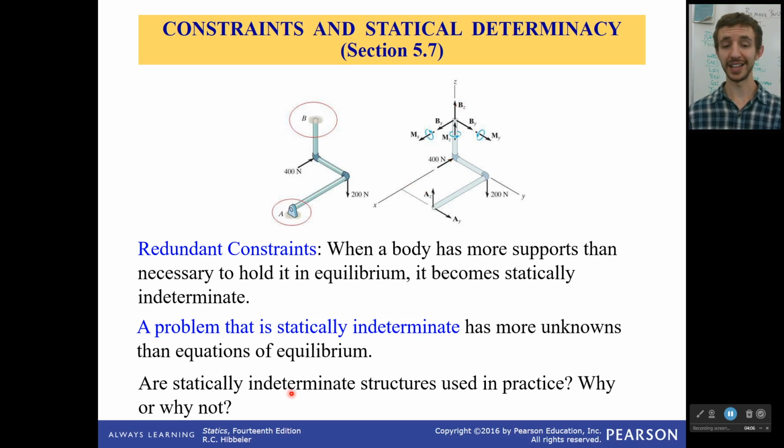Now, are these statically indeterminate structures used in practice? Yes, they are. You want to have redundant supports. When you have redundant supports, you're going to have a statically indeterminate system. That's where you bring in all of your solid mechanics equations for thermal expansion to help solve them.